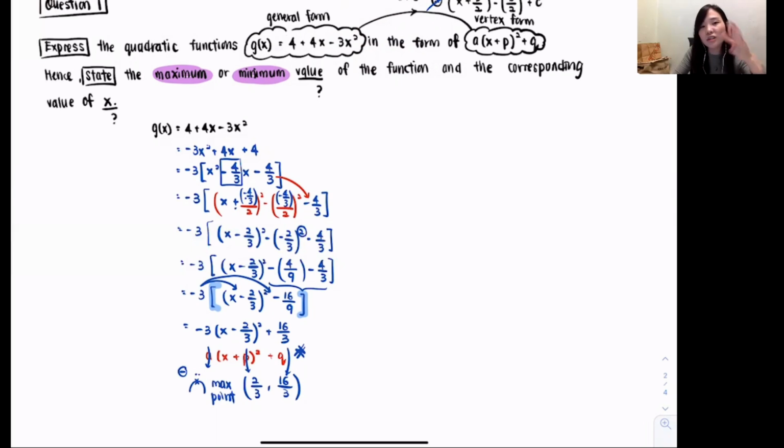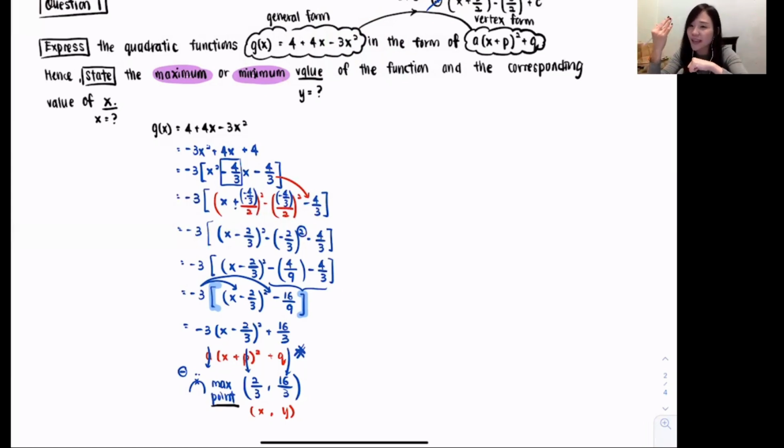You must be thinking, teacher, isn't that already the answer? No, because the answer you just wrote is a point. A point answer is always in coordinate form. But now they don't want a point, they want a value. Please remember this: value is actually the y. So value represents the y value, and the corresponding value of x means the x value. So now they want the y value and the x value.